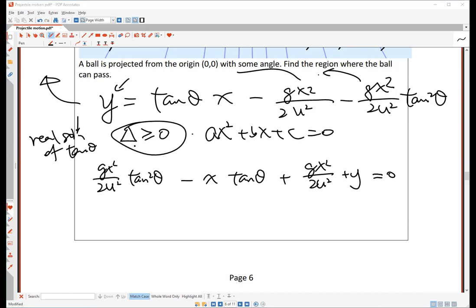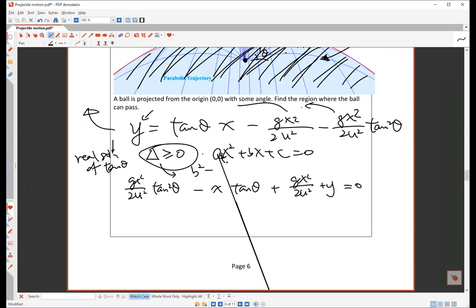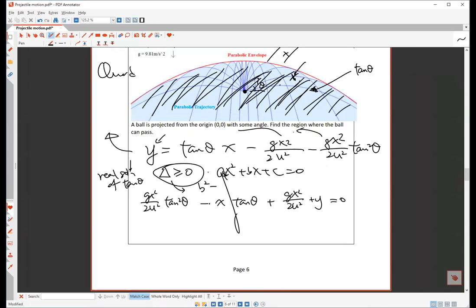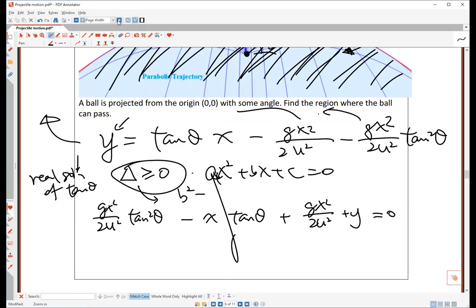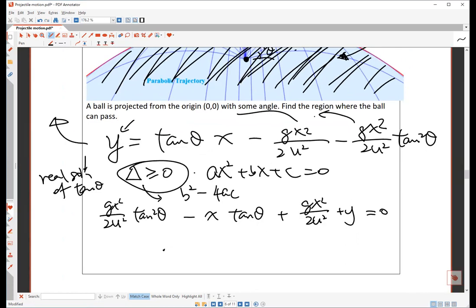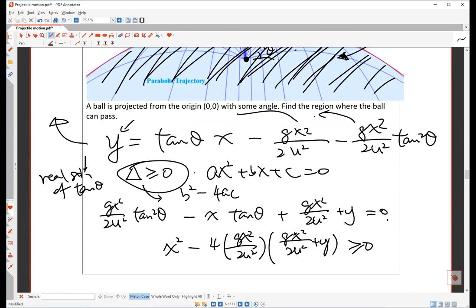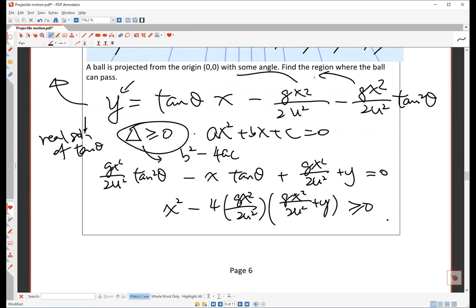Okay, I hope you still remember this one. So this is b squared minus 4ac. So b squared is x squared, and then minus 4a and c, greater or equal to 0. And then what you need to do next is just to simplify this formula. Then you can get the equation of the envelope. That's it. I don't remember the form, but you can do it by yourself.